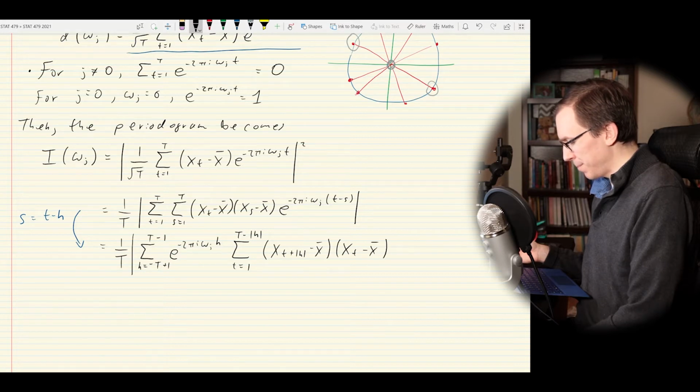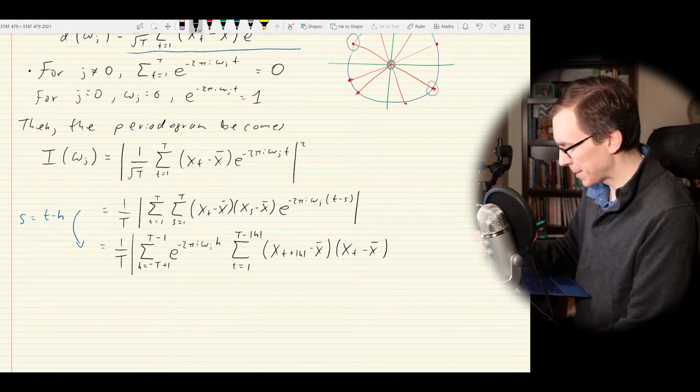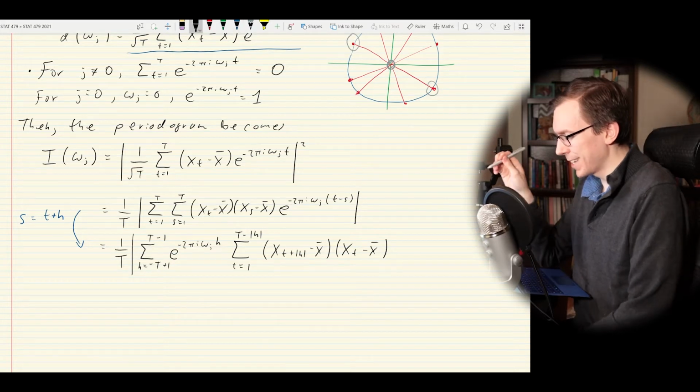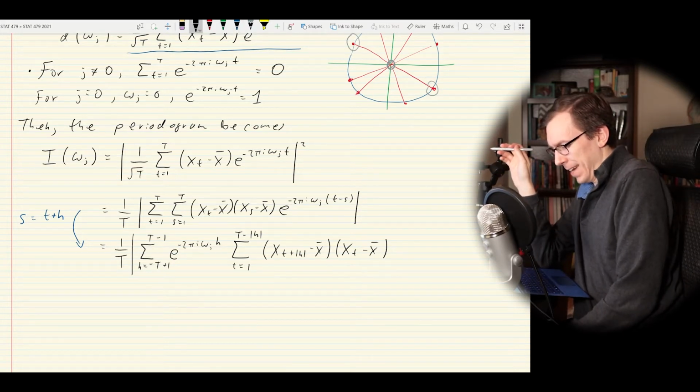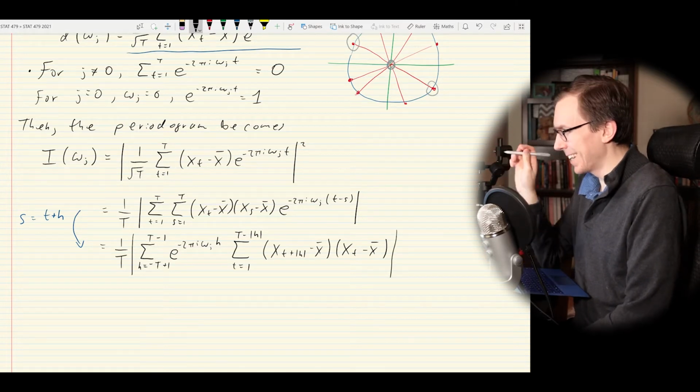I think it's supposed to be plus h. No, s is supposed to be plus h. There it is. T plus h. Okay, that makes more sense, I think. Up to a minus sign, which won't really matter in the end. I think we've more or less got it, right?